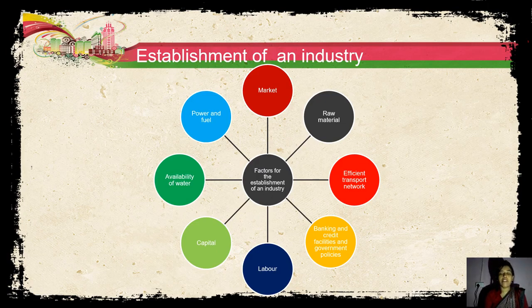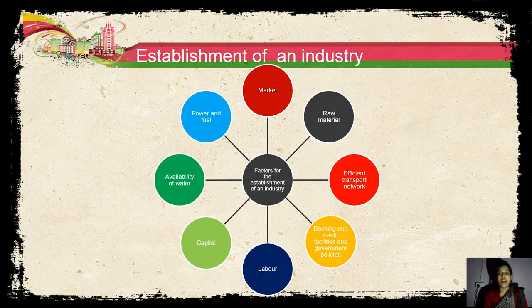Next, you need an efficient transport network. Why efficient transport network? Transport is very important whenever an industry is established, because it is a good transport system that will supply you good raw material, and with the help of this good transport system you can supply your final products to the consumer, to the marketplace. So an efficient transport network is also very important.